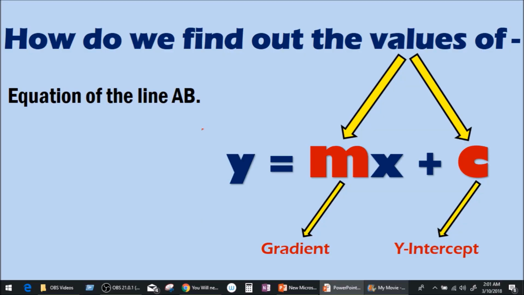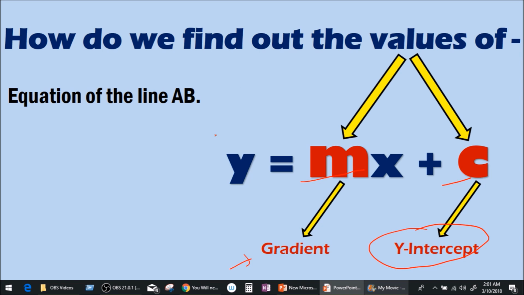So in order to have our equation of a line AB, we have to have those 2 numbers. Now, out of those 2 numbers, one number will be used to represent the value of m, which is our gradient, and the second number will be used to represent the value of c, which is the y-intercept. So if we could find those 2 numbers to represent the values of m and c, we could probably have our equation of line.